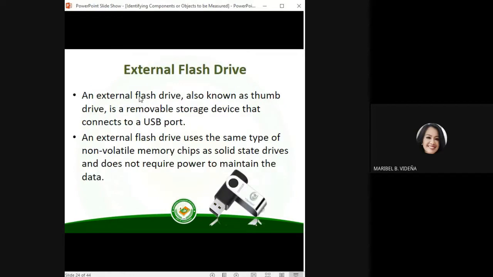Next component is the external flash drive. An external flash drive, also known as a thumb drive, is a removable storage device that can connect to a USB port. An external flash drive uses the same type of non-volatile memory chip as a solid-state drive and does not require power to maintain the data. These drives can be accessed by the operating system in the same way that the other types of drives are accessed.